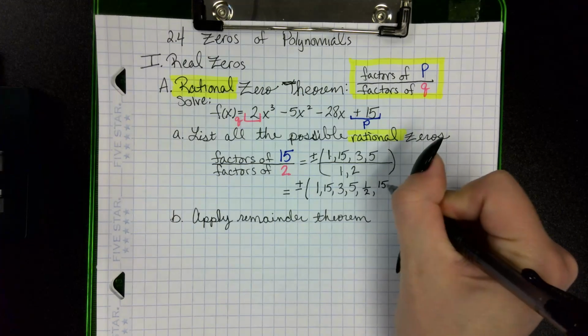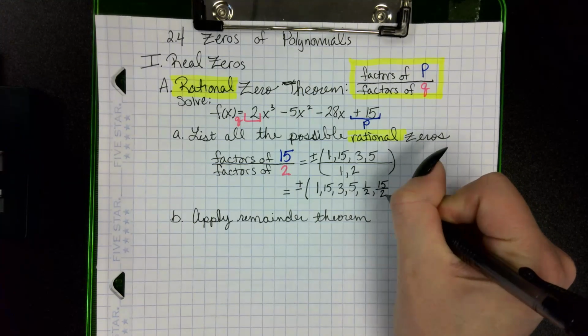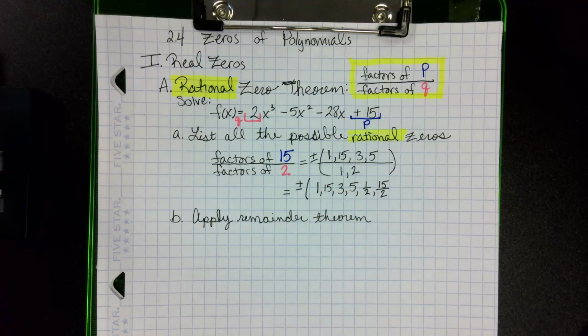15 over 2, that does not reduce, but if it did reduce, then you would reduce it. And if you already have that number in your list, you don't need to write it a second time. We just need one time for each number.